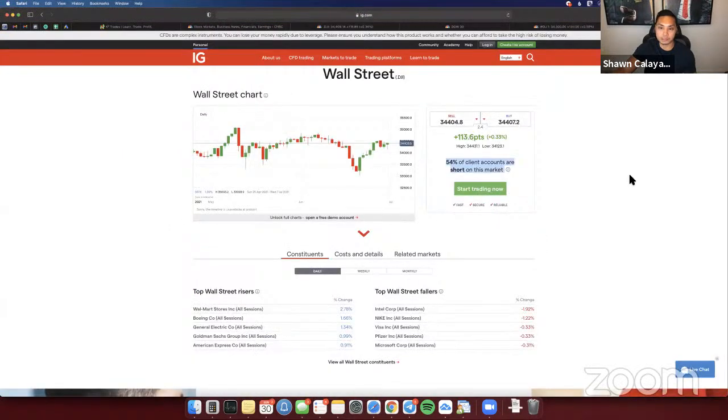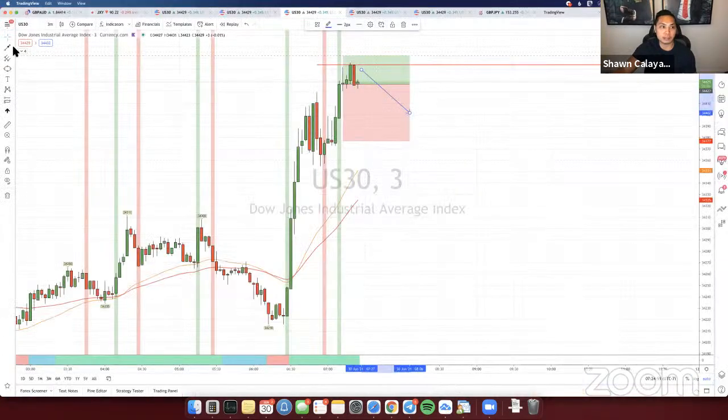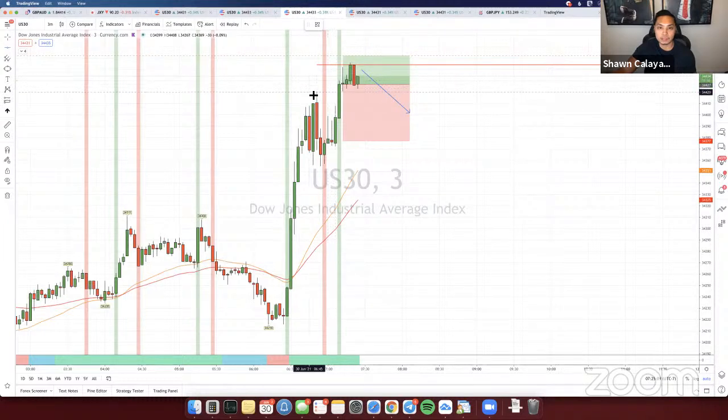Right now, there's 54% of people short. Those people got stopped out at that same area that I marked up. I marked up the previous high, which was like right here, right? Whoever was in that sell got stopped out, because that's where their stop loss was, right?